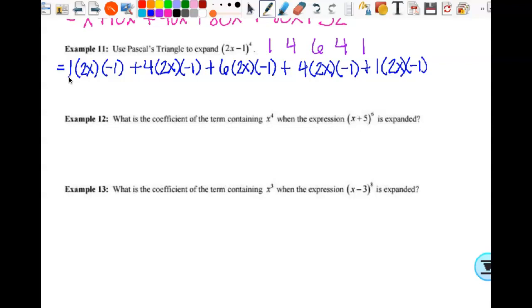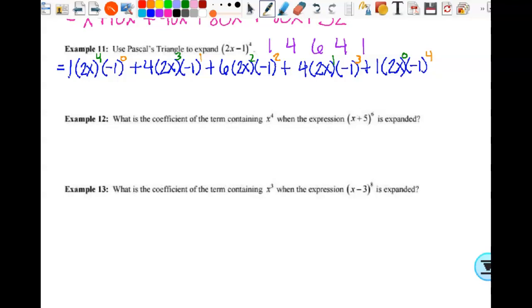Okay, so then what exponent goes on this first 2x? 4. And then it goes down from there: 3, 2, 1, 0. What exponent goes on the first negative 1? 0. And then we go up: 1, 2, 3, 4. And then you might want to double check that you have 5 terms, because I look at my numbers from Pascal's triangle. I have 5 terms. In each term, the 2 exponents add to give me 4, so I didn't make a weird mistake there somewhere. And then I am good to go to start simplifying. Any questions about where anything came from?